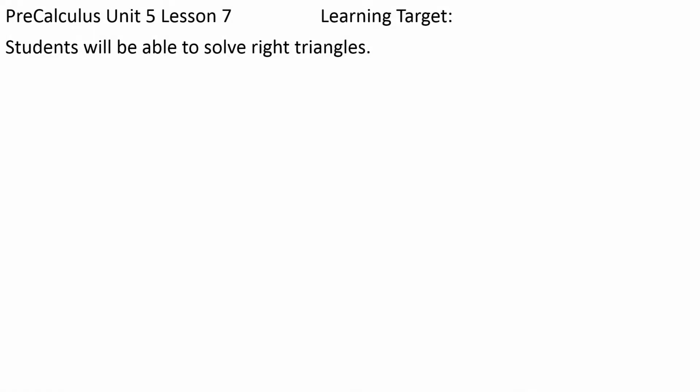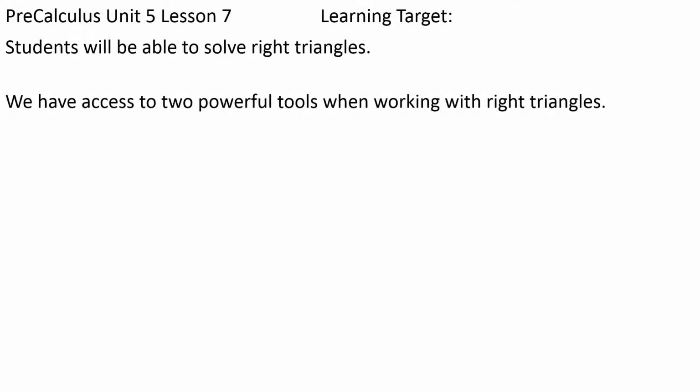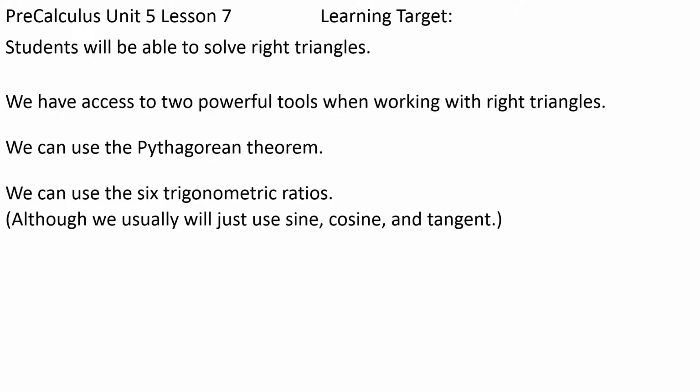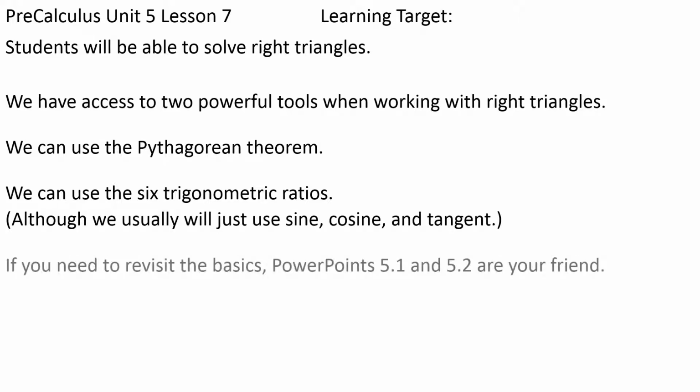Hey, it looks like we're going to solve some right triangles. A couple neat tricks are available when it is a right triangle. When we just have a regular old scalene triangle or obtuse triangle or acute triangle, it gets a little trickier. But with a right triangle, for one, we can use the Pythagorean theorem. And then, of course, we also have SOHCAHTOA: sine, cosine, tangent. We can use those trig ratios to unlock some more information.